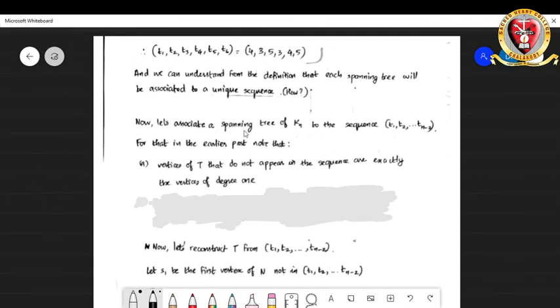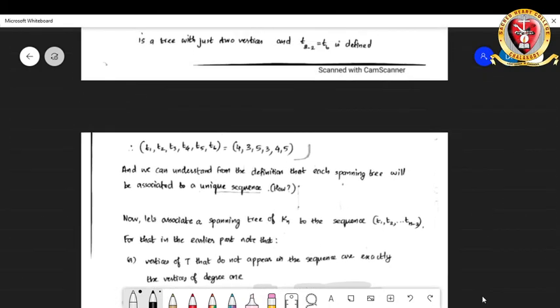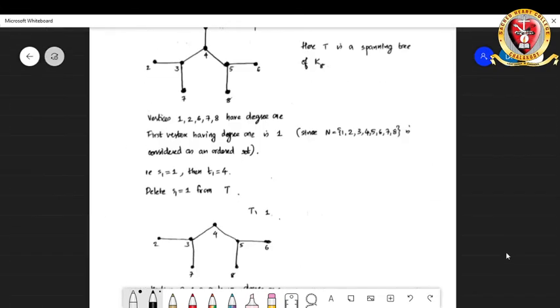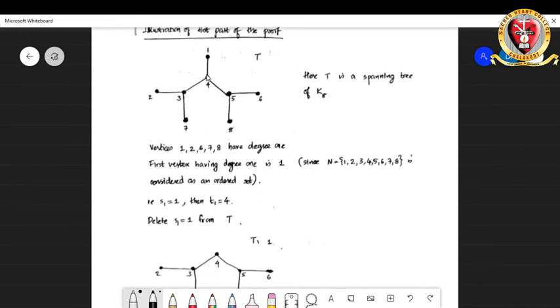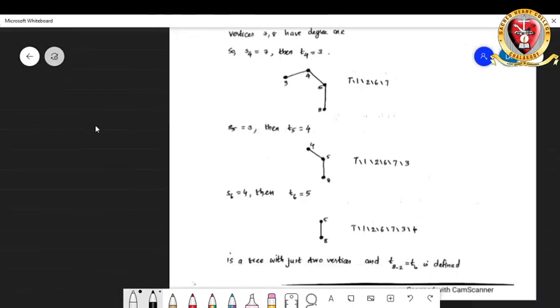Now, associating a spanning tree of Kn to a sequence, that is the next part. So, in the earlier part, you can note that the vertices 3, 4, and 5 are the vertices which are repeated, and the vertices which are missing are exactly those vertices which are having degree 1, right? 1, 2, 6, 7, 8. So that is an observation you got from part 1.